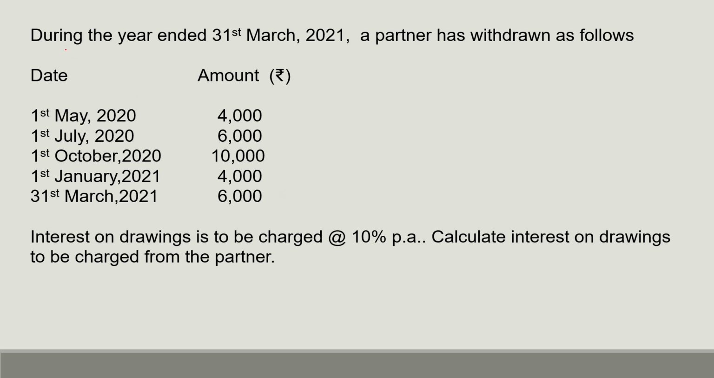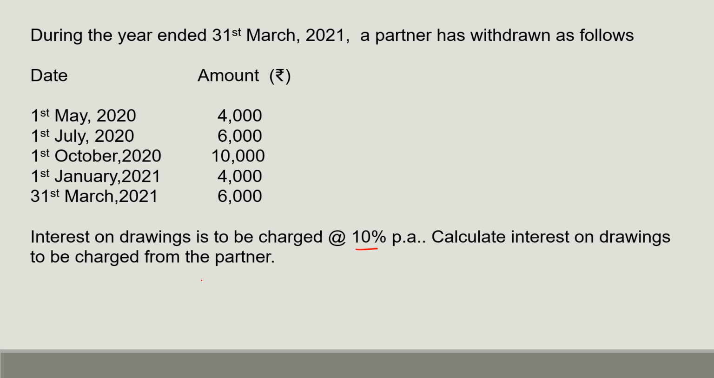Now, the example is: during the year ended 31st March 2021, a partner has withdrawn as follows. On these different dates, on 1st May, 1st July, 1st October, 1st January, and 31st March, he has withdrawn different amounts. You find that the date as well as the amount are not regular. So this is a case of irregular drawing. Interest on drawings is to be charged at the rate of 10% per annum. So the rate has been specified as 10%. Calculate interest on drawings to be charged from the partner.